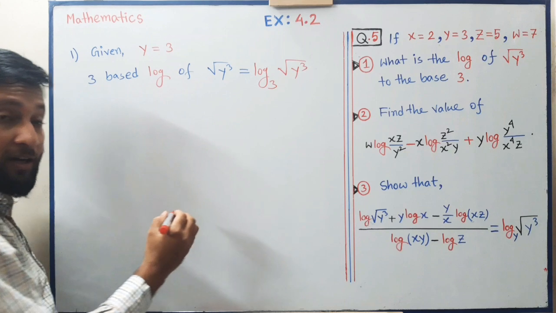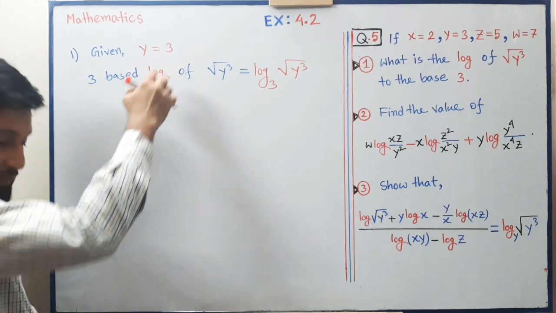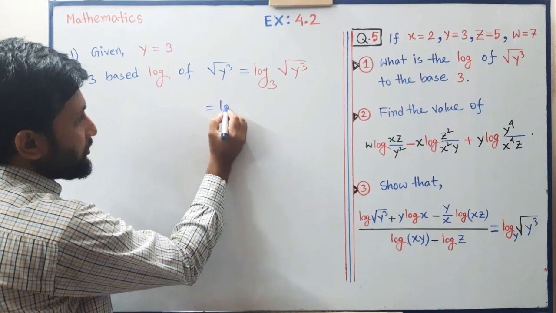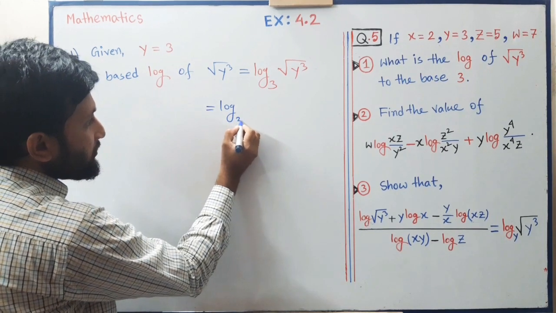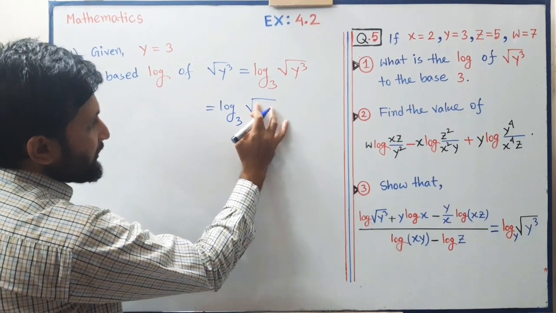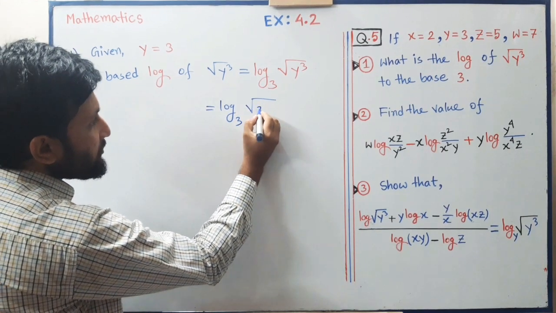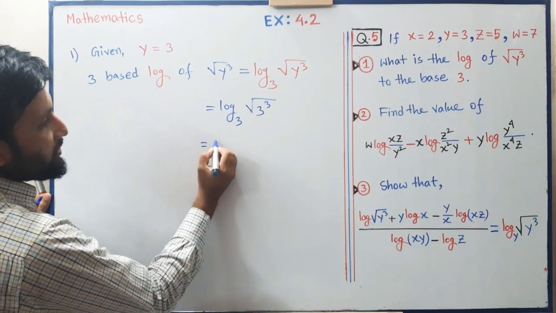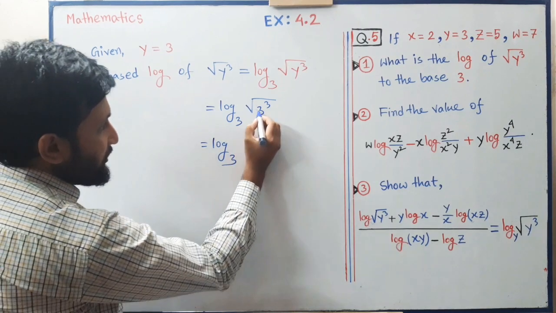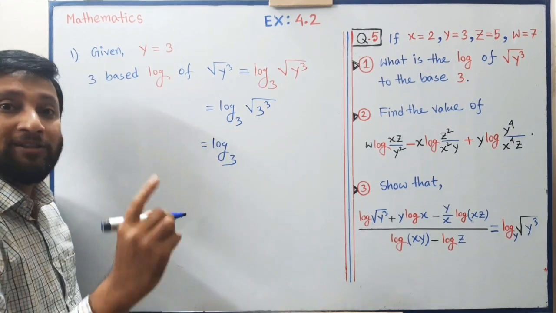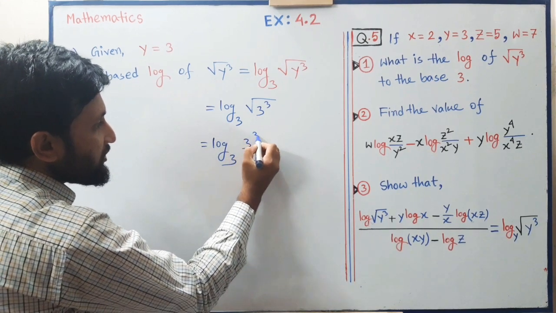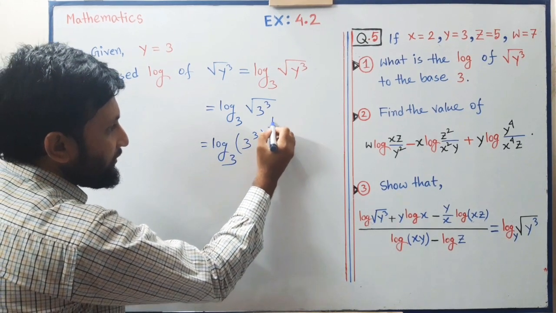We know the value of y equals 3, so we can set the value here. We write log base 3 of y cube. Now the value of y is 3, so we write 3 cube. Then log base 3, and since square root means the power is half, we set this as 3 cube and the whole to the power half.